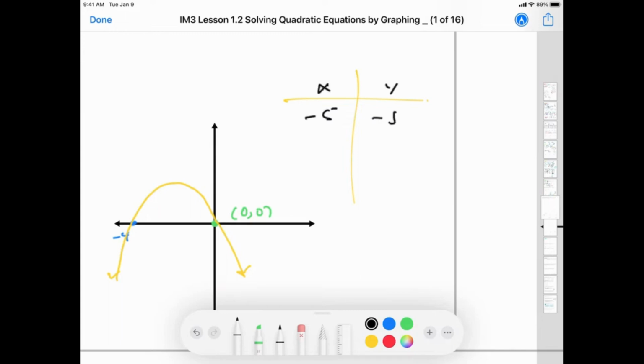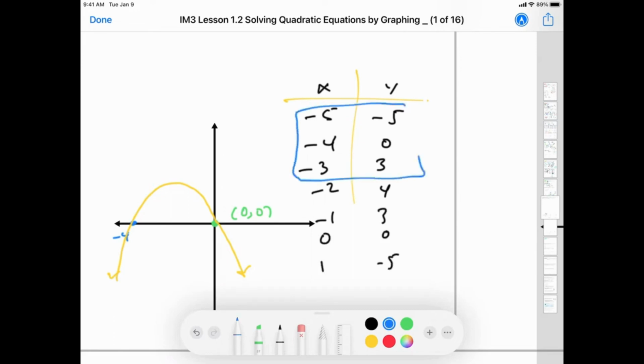Negative 5, negative 5, negative 4, 0, negative 3, 3, negative 2, 4, negative 1, 3, 0, 0, and 1, negative 5. So in blue there, you can see how there was a negative, there is a positive sandwiched in between, but there is 0. And then I can say the numbers between what? Negative 3 and negative 5. But we already know it's negative 4.